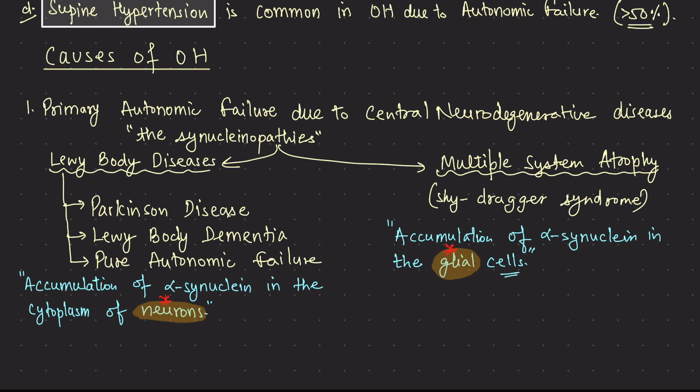Right. So in Lewy body disease we have three things: Parkinson's disease, Lewy body dementia, and pure autonomic failure, PAF, pure autonomic failure, in which there is accumulation of alpha synuclein in the cytoplasm of neurons, right? Multiple system atrophy. It is also a neurodegenerative disease in which there is accumulation of alpha synuclein in the glial cells, in the cytoplasm of glial cells. Other name for multiple system atrophy is Shy-Drager syndrome. So these are the primary causes of orthostatic hypertension.